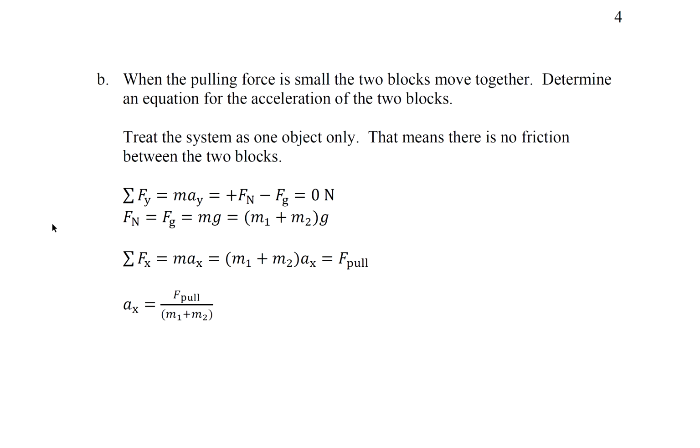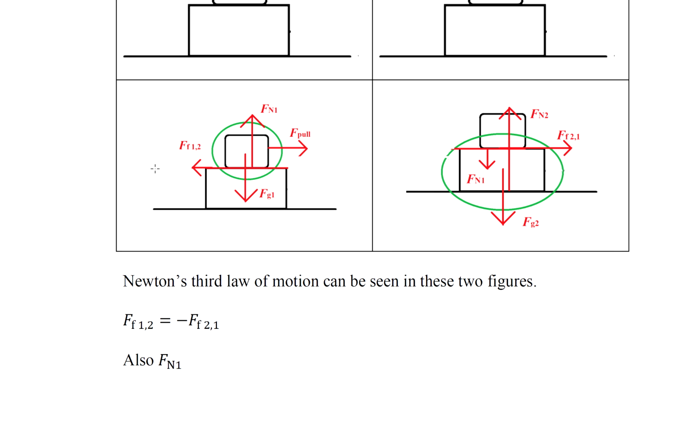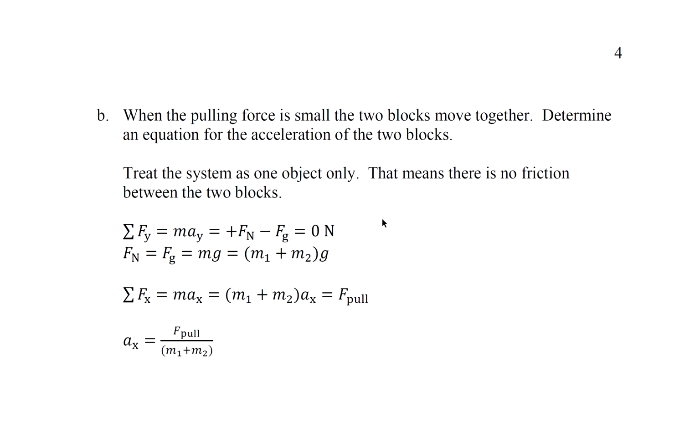Part B. When the pulling force is small, the two blocks move together. Determine an equation for the acceleration of the two blocks. So treat the system as one object only. That means there's no friction between the two blocks. So we don't have two blocks, we just have one. There's no M1 and M2 separately, it's M1 plus M2. So this is what we get. Acceleration is force of pull divided by M1 plus M2. We just use Newton's second law of motion.